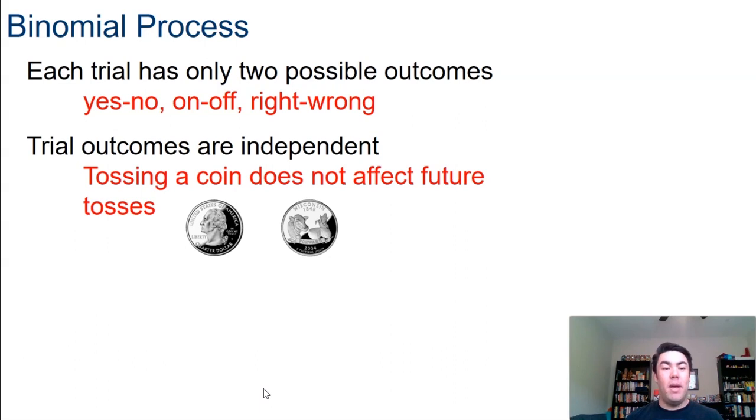Trial outcomes are independent, so tossing a coin does not affect future tosses. The probability of heads occurring on subsequent coin flips doesn't change. A binomial process doesn't have to be a 50-50 chance. Getting a 6 on a dice roll is also binomial. You either get the 6 or you don't, even though the odds are 1 in 6.